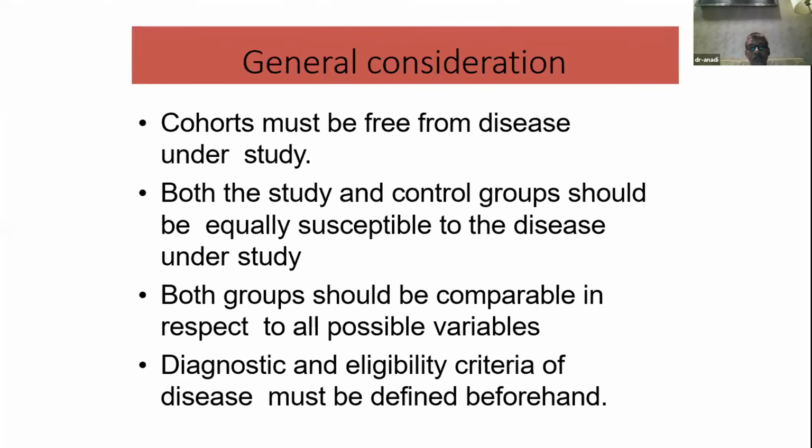General considerations: the cohort must be free from the disease under study. Both the study and control groups should be equally susceptible to the disease under study. Both groups should be comparable in respect to all possible variables. Diagnostic and eligibility criteria of the disease must be defined beforehand.